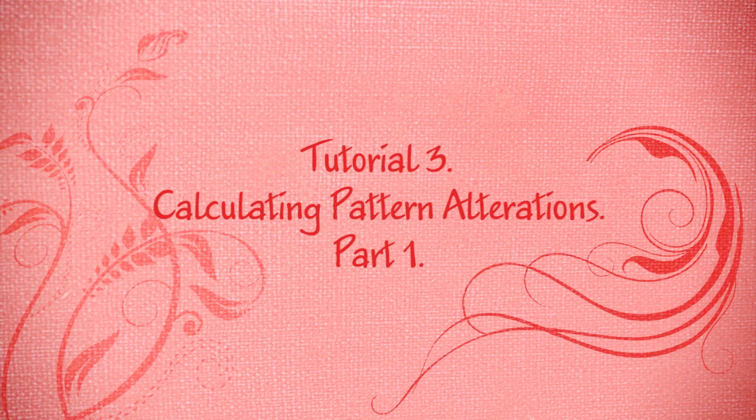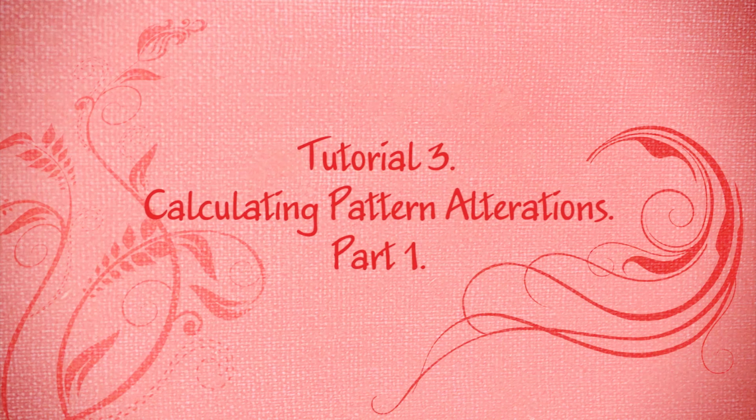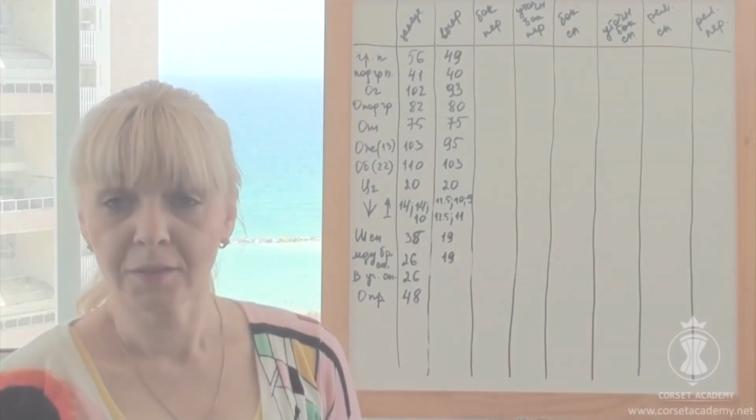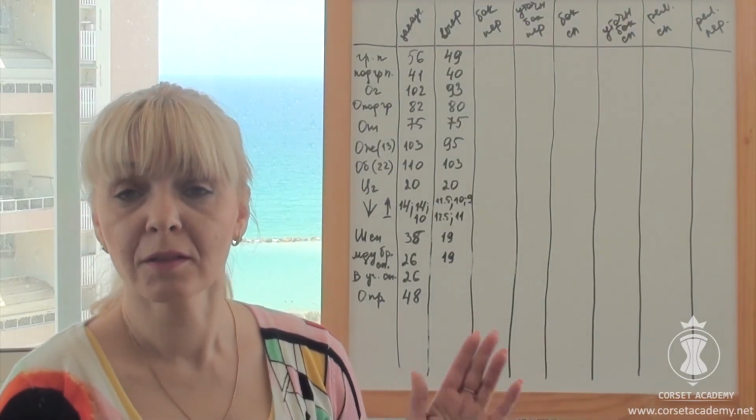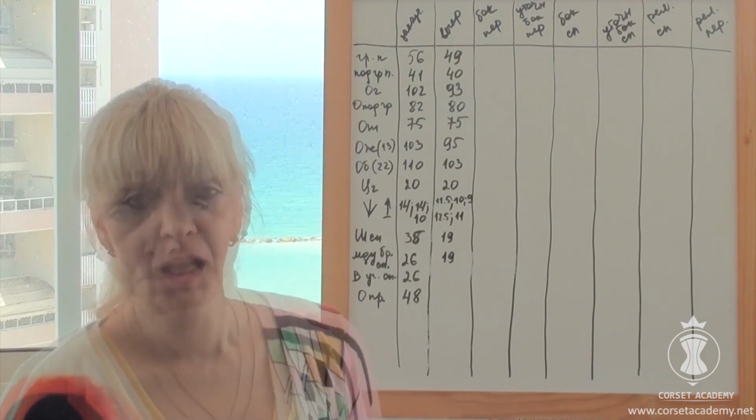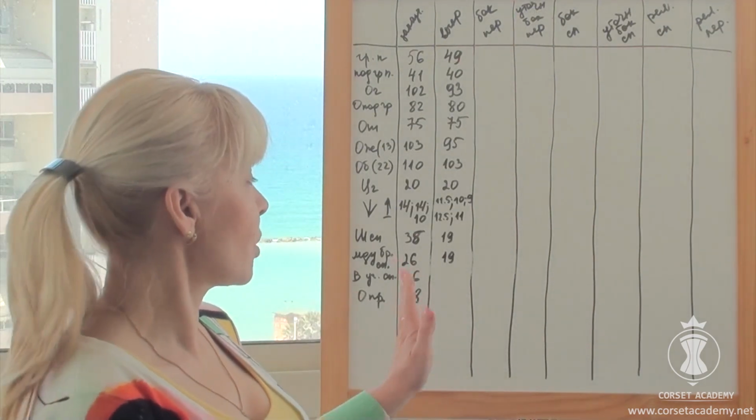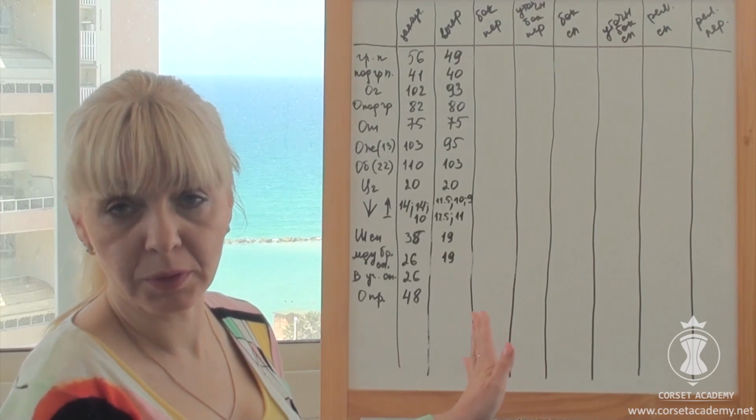Tutorial 3. Calculating Pattern Alterations. Part 1. Let us start doing calculations for our pattern. I have drawn a table on my writing board and filled out all relevant columns.